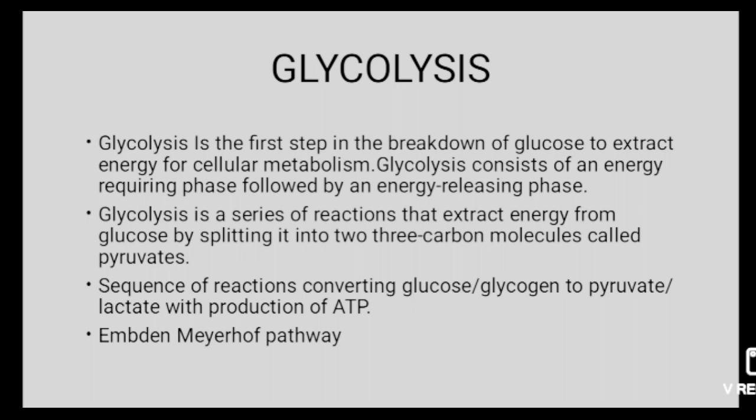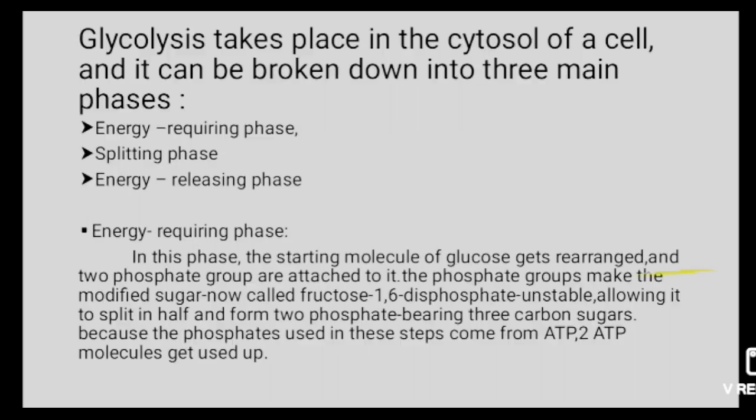Glycolysis is a series of reactions that extracts energy from glucose by splitting it into two 3-carbon molecules called pyruvates. The sequence of reactions converts glucose or glycogen to pyruvate or lactate with the production of ATP. This pathway was discovered by Embden and Meyerhof, and it is also known as the Embden-Meyerhof pathway. Glycolysis takes place in the cytosol of the cell, and it can be broken into three main phases: the energy requiring phase, the splitting phase, and the energy releasing phase.